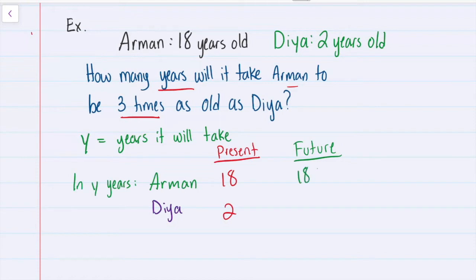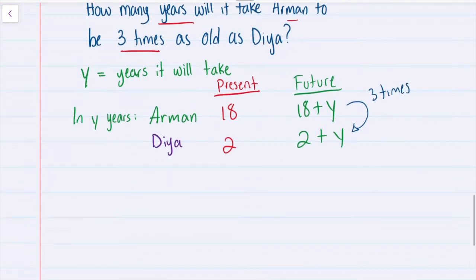So that will be 18 plus, let's call it T for time. Whatever time, or you know what? No, let's call it y for years, because we're talking about years specifically. 18 plus a certain amount of years, 2 plus a certain amount of years. Now, who do I want to be 3 times older? We want Armand to be 3 times as old.